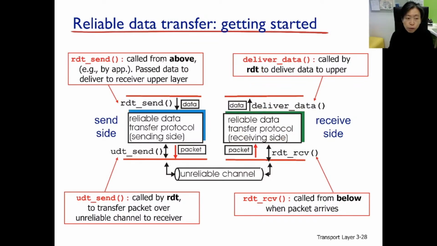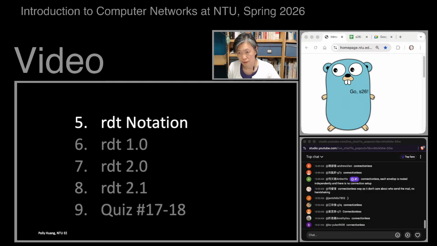So there are 4 function calls to refer to actions. First, from the sending process to the sending RDT. Second, from the sending RDT to the unreliable channel. Third, from the network layer to the receiving RDT. And fourth, from the receiving RDT back up to the receiving process. So that's the 4 function calls crossing the 3 layers.